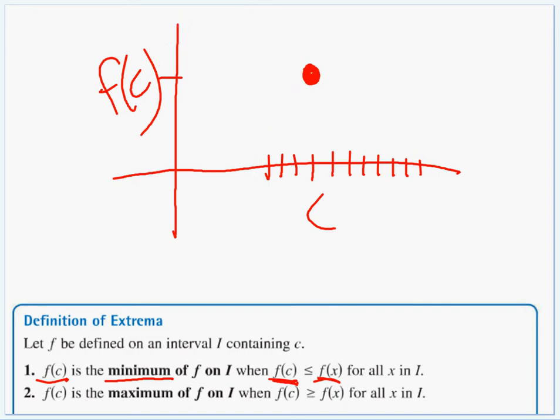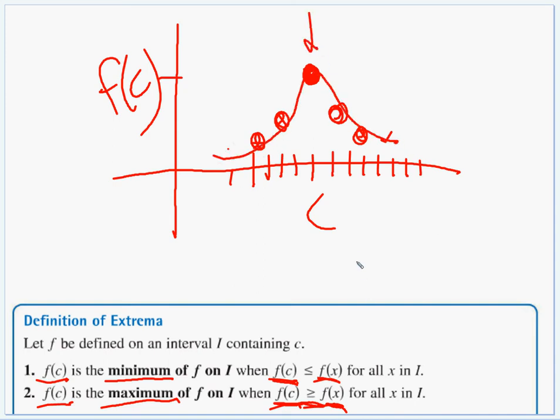And let's see, that point f of c is a maximum if f of c is greater than all other outputs in its neighborhood. So if I plug in these other outputs, maybe they're coming in down here like this, that means that the c value leads us to a maximum, the top of a hill.